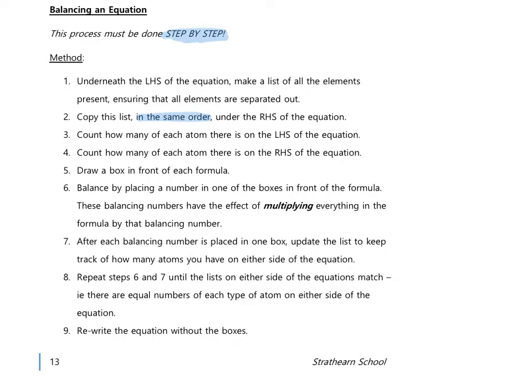Number 7, after each balancing number is placed in one box, update the list to keep track of how many atoms you have on either side of the equation. Number 8, repeat steps 6 and 7, so that's putting numbers in boxes and updating your list until the lists on either side of the equation match, i.e. there are equal numbers of each type of atom on either side of the equation. And then number 9, rewrite the equation without the boxes.